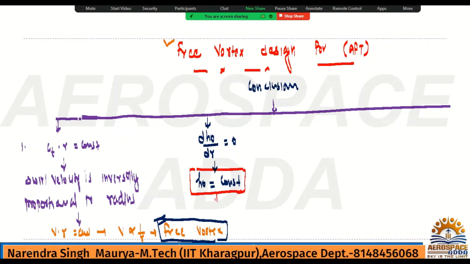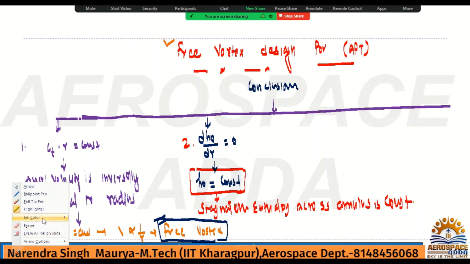You can write, stagnation enthalpy across annulus is constant. This is the second conclusion. Now we'll go for the third.